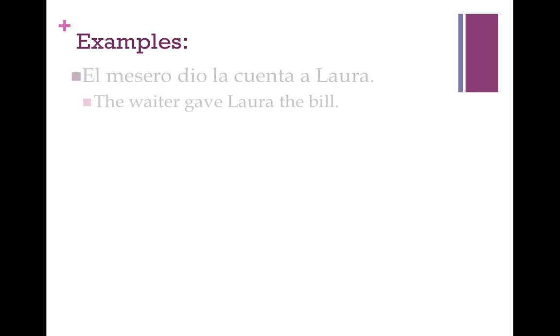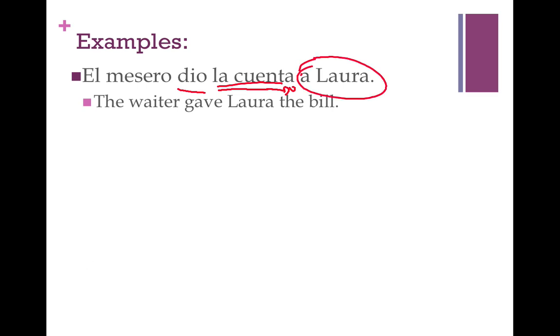All right, so here's some examples. Let me get my pen out here. All right, el mesero dio la cuenta a Laura. The waiter gave Laura the bill. So what's my action? Gave. Okay? So it's the verb dio. Okay, what did he give? He gave the bill. Okay, so that's your direct object. Double underline, that's your direct object. And who's receiving this bill? Laura. So that is our indirect object, and we're going to circle it.